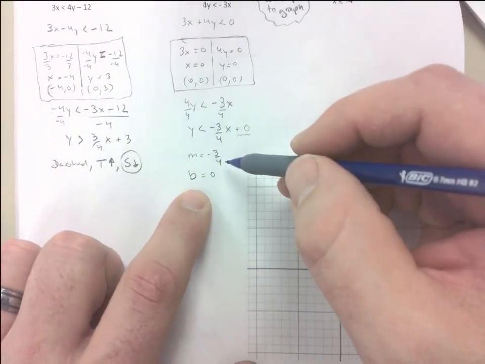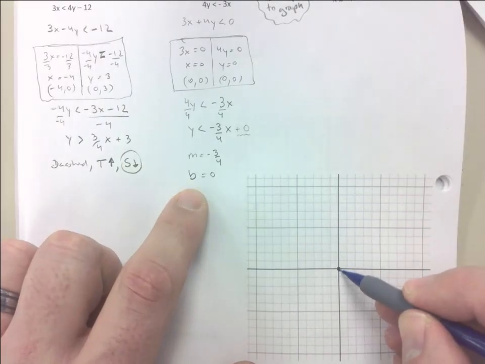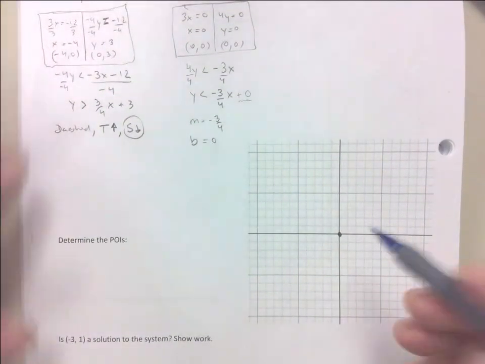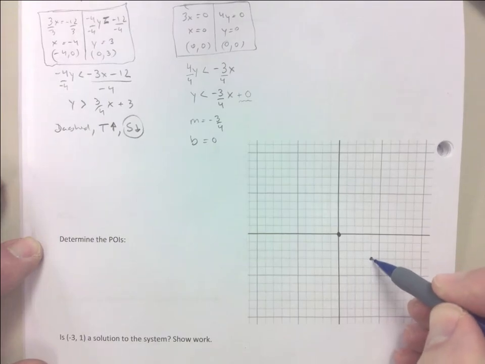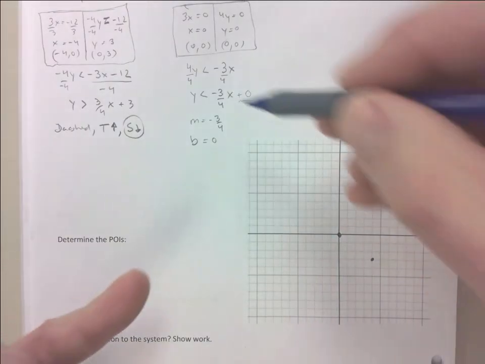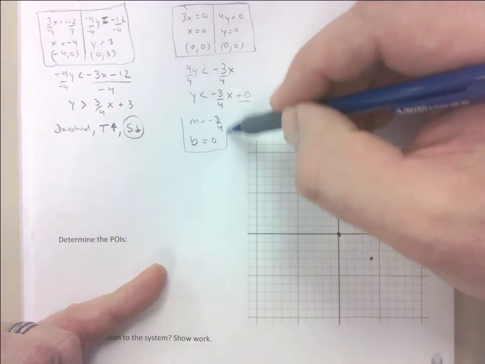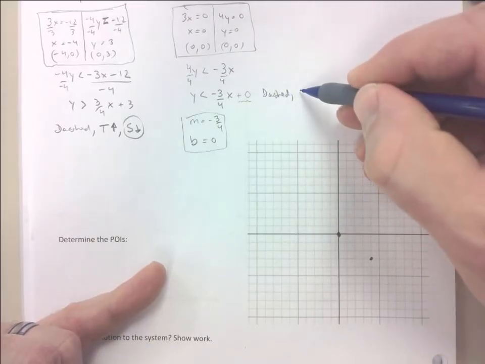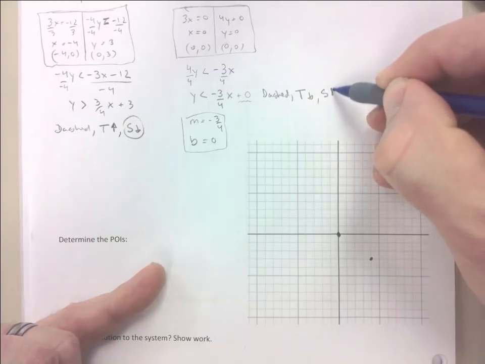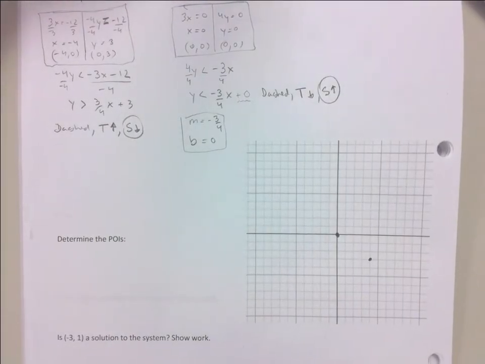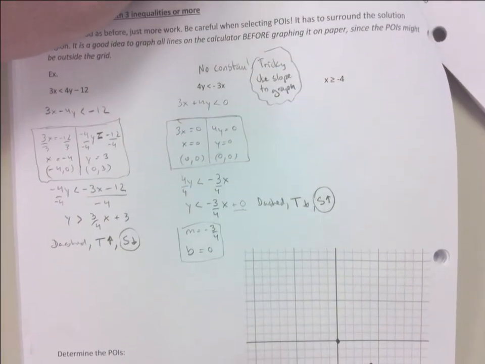To graph this, that means I'm going to start at 0, drop 3 and run 4. Okay. Drop 3, run 4. There's your second point, folks, just using the slope. You have everything you need now. I'm going back to here, and I'm just going to say that this is a dashed line. True region is below. I will shade above. Got it?